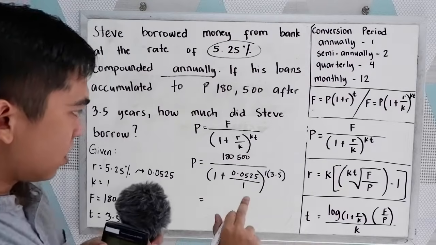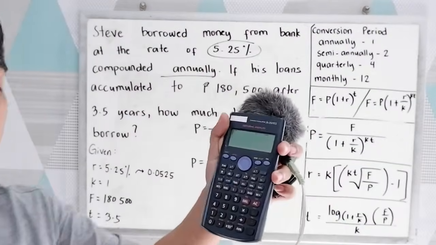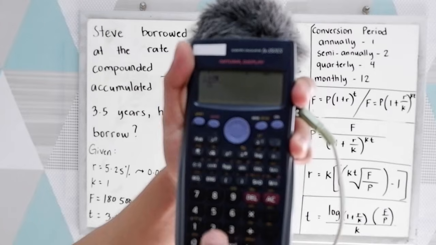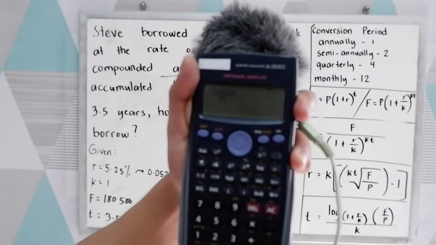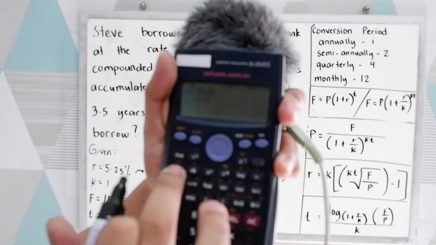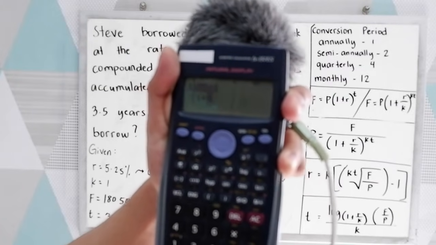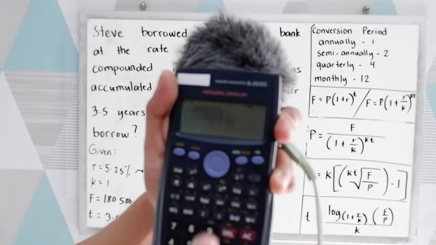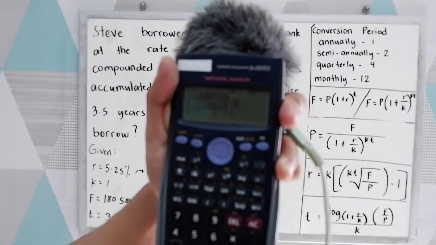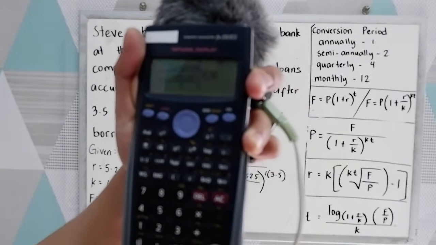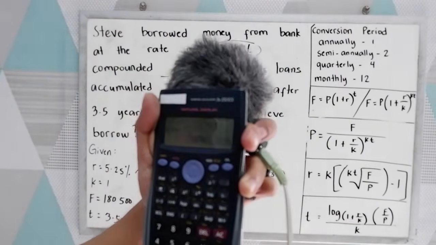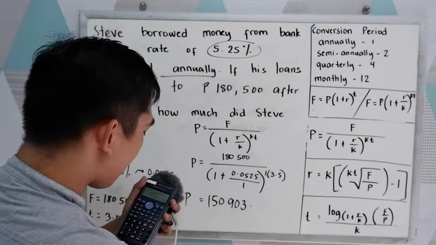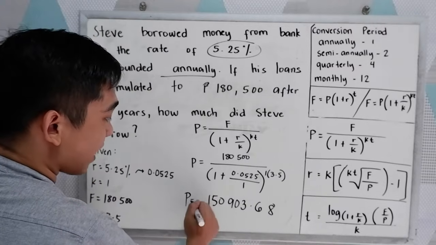Now, you can just press that in your calculator, just like this one. Find this function in your calculator, then type 180,500, then parenthesis 1 plus, then the function 0.0525 over 1, then close parenthesis, raised to 1 times 3.5 is 3.5. Then the equal sign. So the principal is 150,903.68 pesos. Of course, don't forget the peso sign.